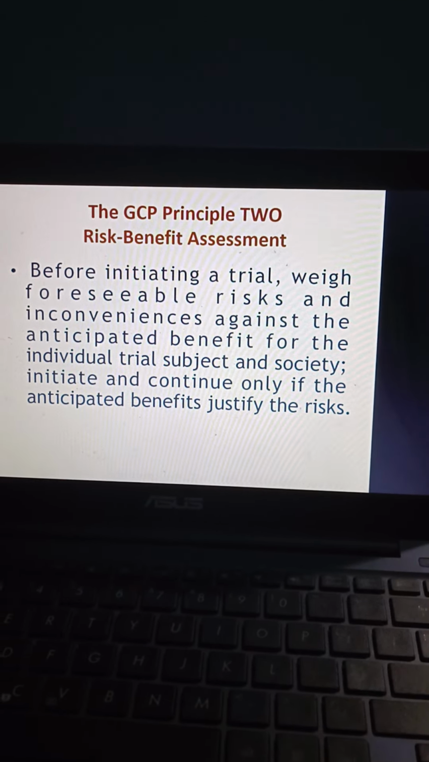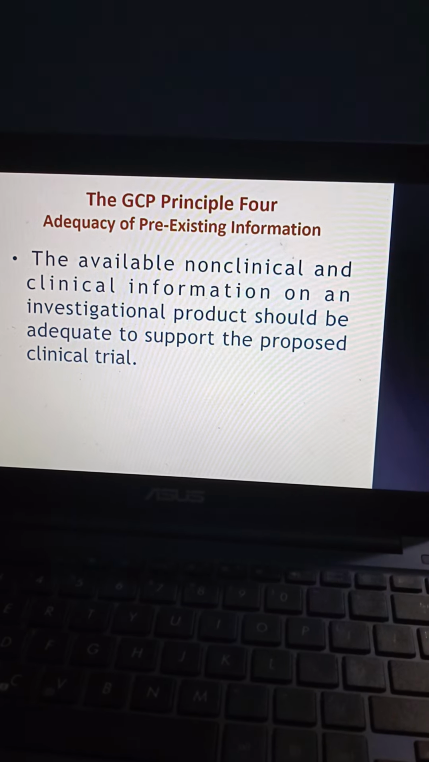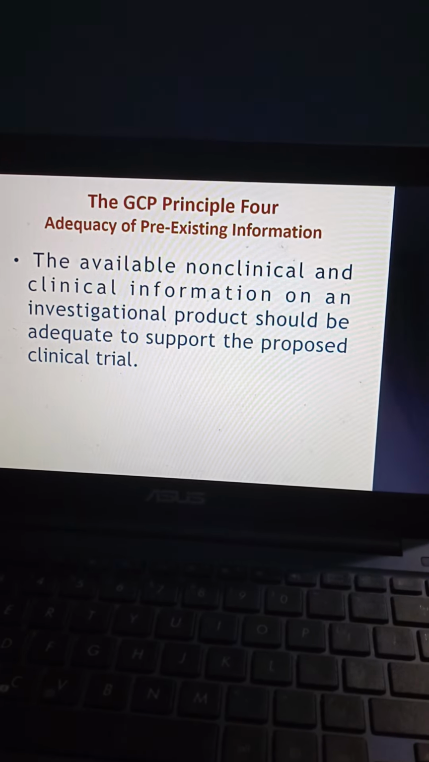Then the GCP principle 3, subject over science and society. The rights, safety and well-being of the trial subjects are the most important considerations and should prevail over interests of science and society. Then the GCP principle 4, adequacy of pre-existing information. The available non-clinical and clinical information on an investigational product should be adequate to support the proposed clinical trial.